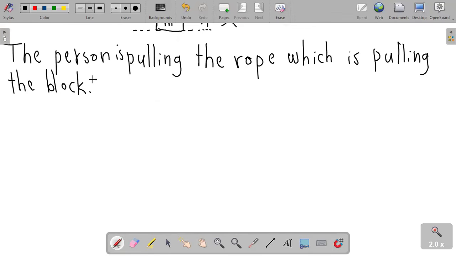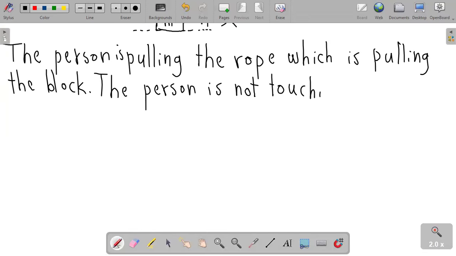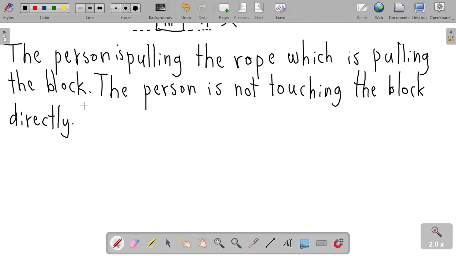So here we say what? The person is not touching the block directly. So there's no direct contact between the person and the block, okay?